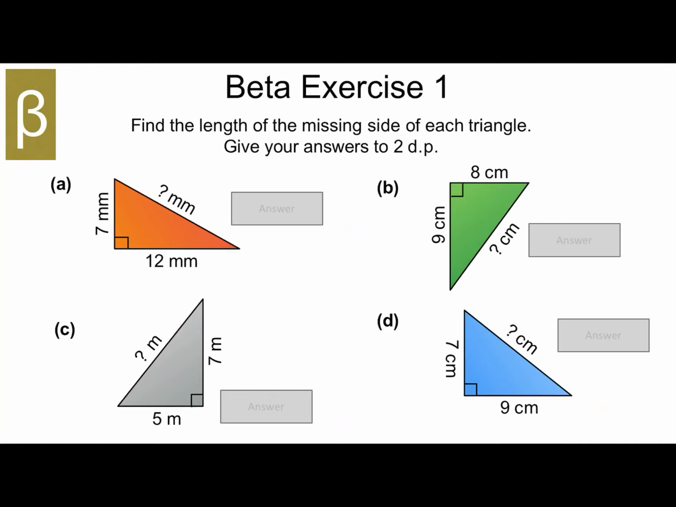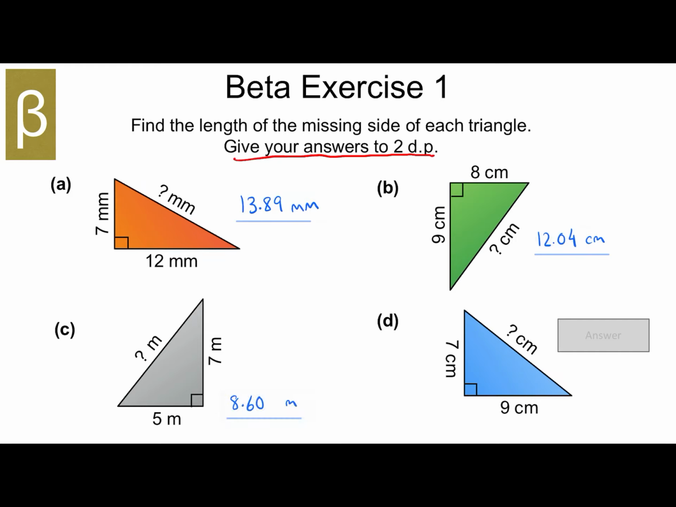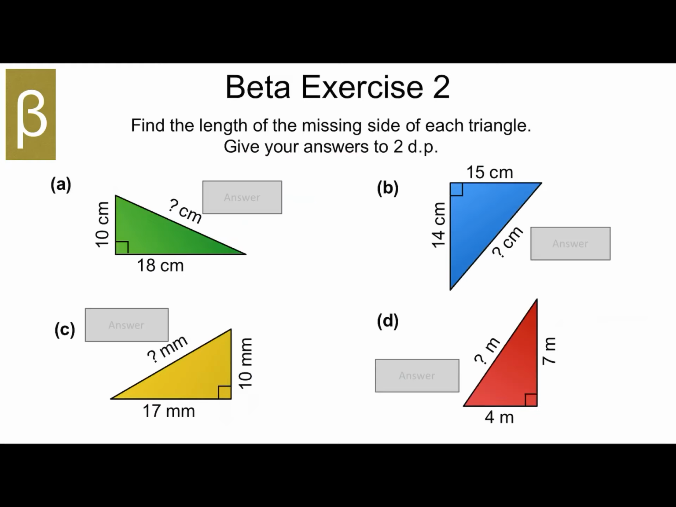Okay, stop your video and have a go. This time back to the more traditional questions of finding the length of some missing sides. Okay, hopefully you remember to give your answers to 2 decimal places. So here are the answers. Okay, 13.89, 12.04, 8.60, 11.40. Okay, let me know if anything there's confused you.